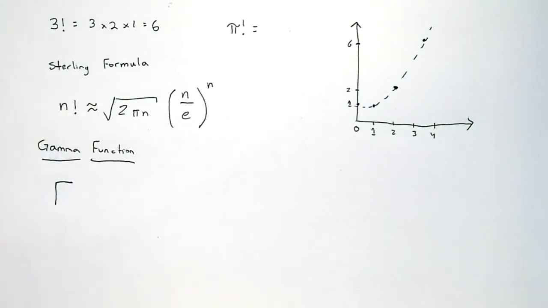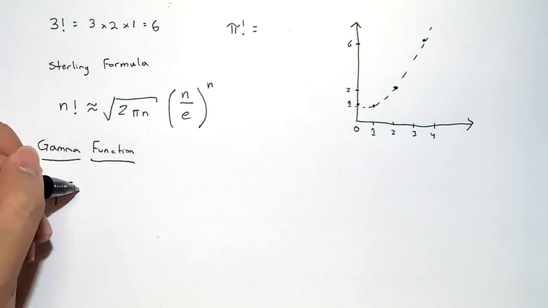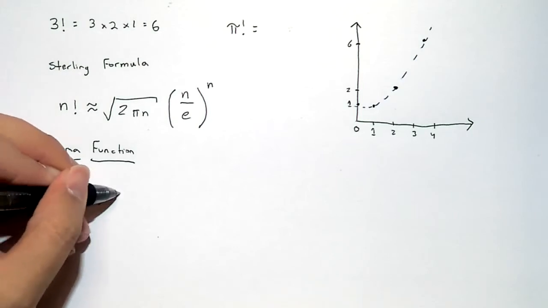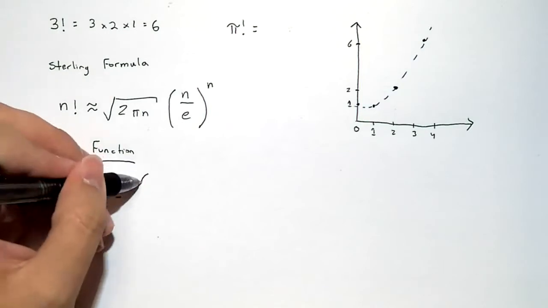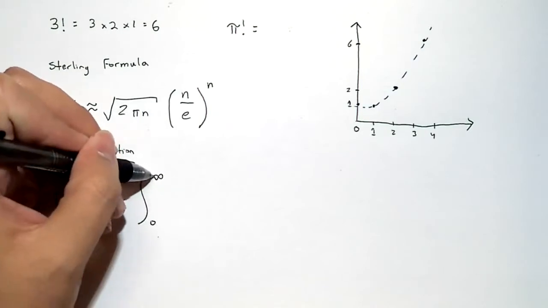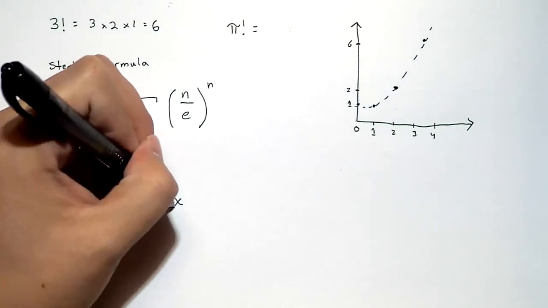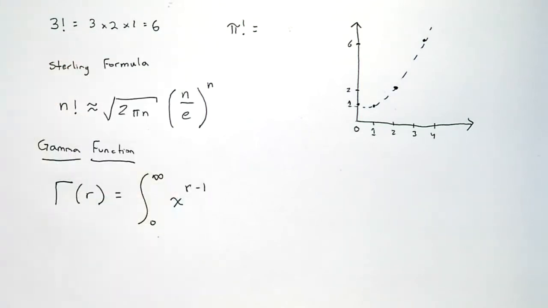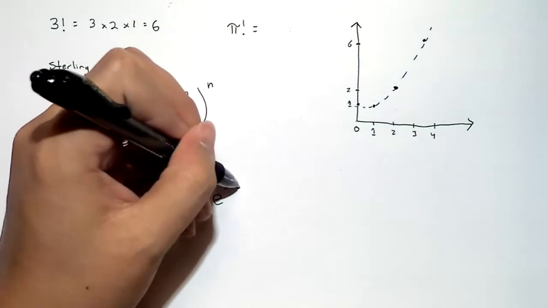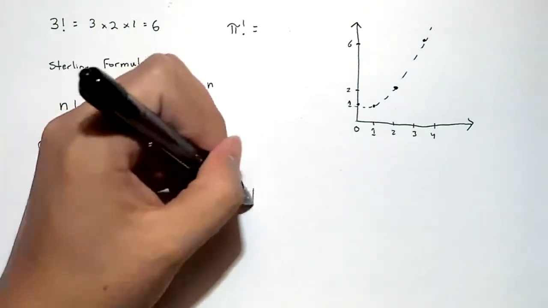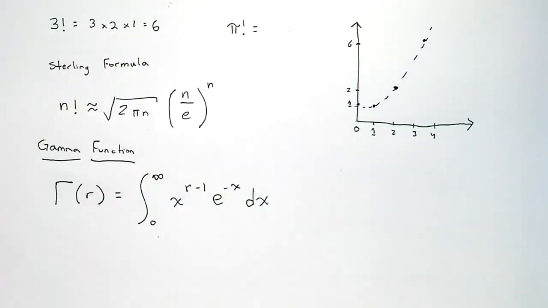The gamma function is a function in Greek letter, capital gamma, and we define it as gamma of r is a function defined by the integral from 0 to infinity of x to the power of r minus 1 times e to the power of negative x integrated over dx. That's the gamma function.